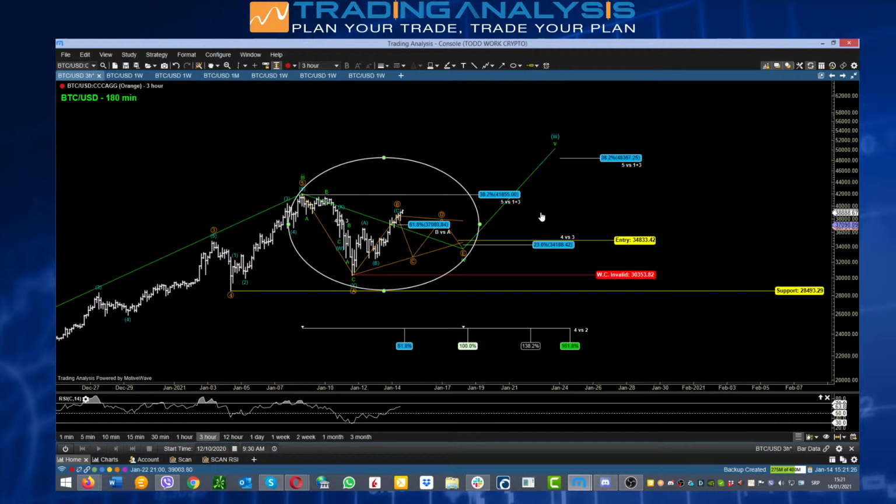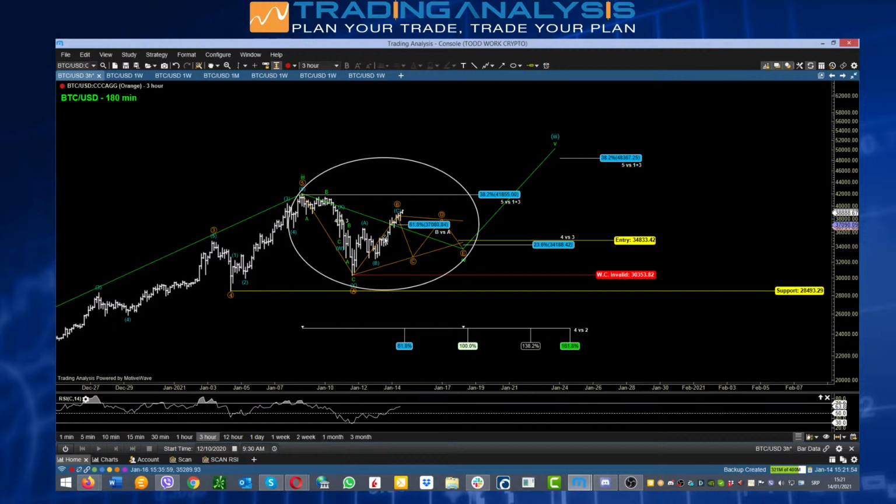In this methodology, usually these triangles can appear only in a 4th wave or in X or B waves, which are in corrections. This is not the case. This is just a pause in a trend. So we are potentially going to see a last consolidation before the final thrust on the upside, and then we will expect a larger correction to unfold.